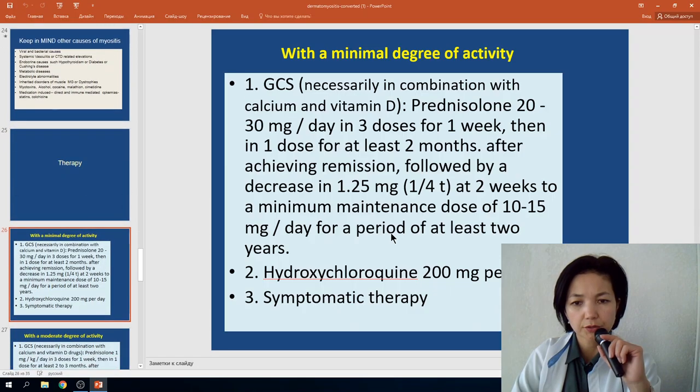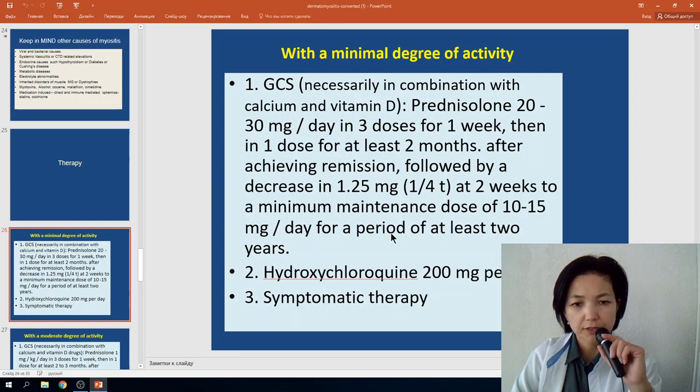Therapy. How should we treat? We have three stages of activity, or three degrees of activity. First degree of activity. And activity, my dears, depends on the clinical picture, of course, how many organs are involved, and also depends on C-reactive protein level, ESR level, and level of increase in specific enzymes, aldolase and creatine kinase.